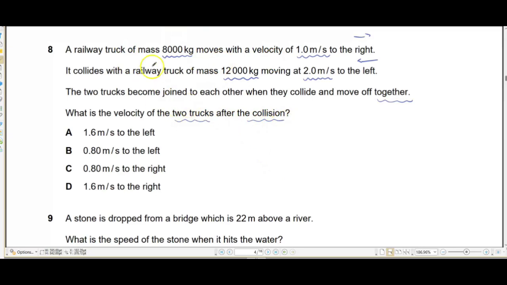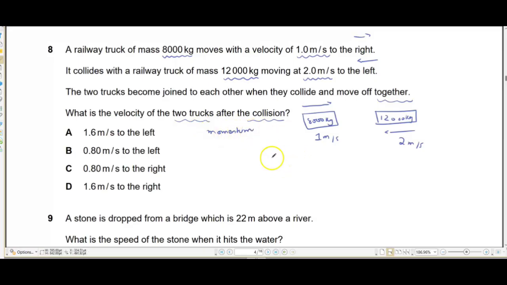Now let's deconstruct the statement. There is one truck that has a mass of 8,000 kgs and it is moving in the right direction, and then there is another truck that has a mass of 12,000 kgs and it is moving in this direction. This one is moving with a speed of 1 meter per second and this one with a speed of 2 meters per second, in the opposite direction. We have to find the velocity of the two trucks after the collision, and whenever things are colliding and there is mass and velocity, we know that it is a question related to momentum.